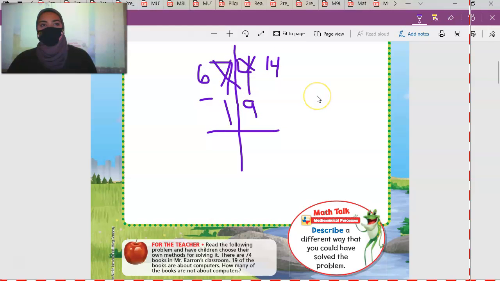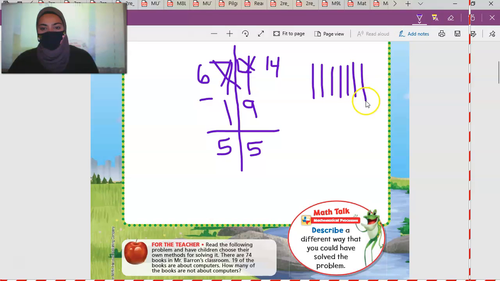14 take away 9 is 5, and 6 take away 1 is 5. What's your answer? 55. Let me show you how to do it with blocks just in case. Here's 74, so we're going to draw 7 tens. 1, 2, 3, 4, 5, 6, 7 tens, and 4 ones. 1, 2, 3, 4.